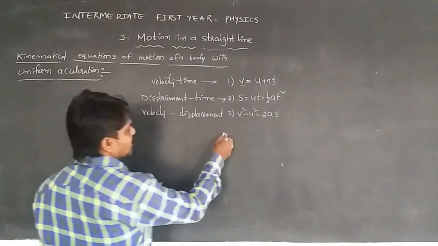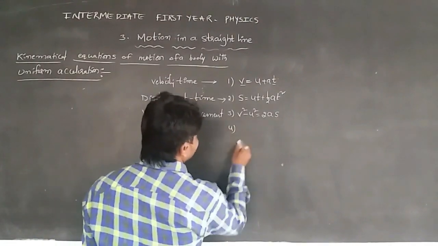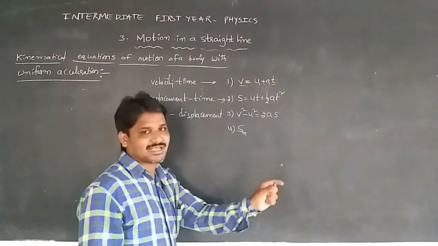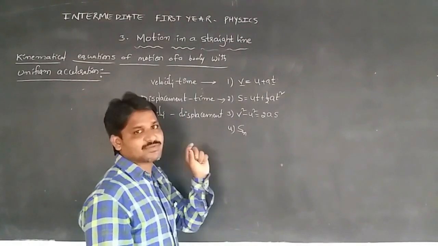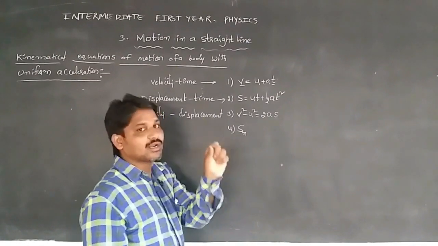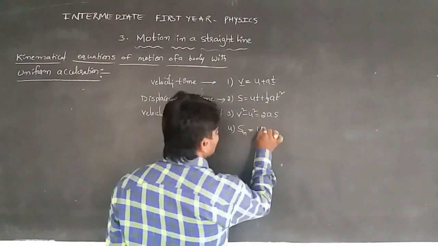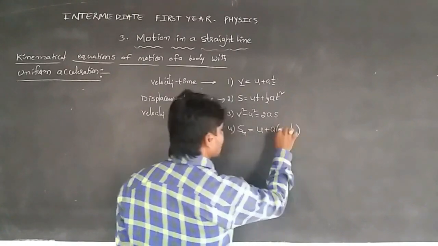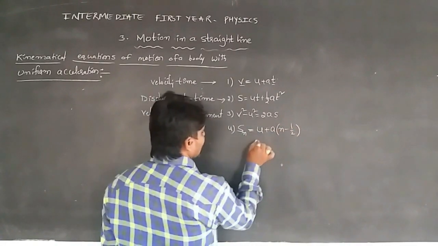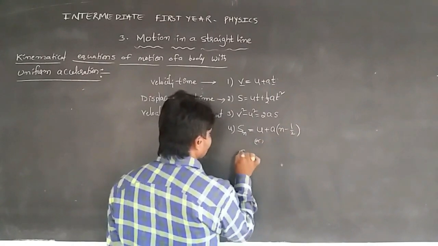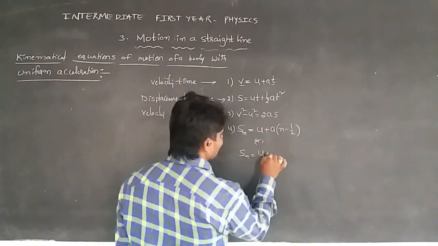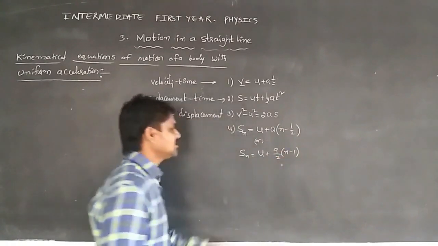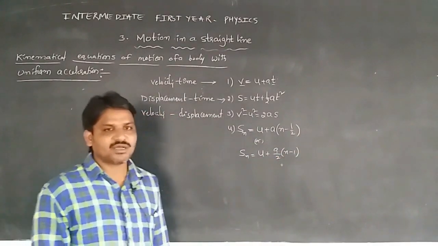The fourth equation is for the nth second. That means the displacement of a particle in the nth second, the instantaneous displacement. Then Sn = U + A(n minus 1/2), which can also be written as Sn = U + A/2 into (2n minus 1). These are the kinematical equations of motion.